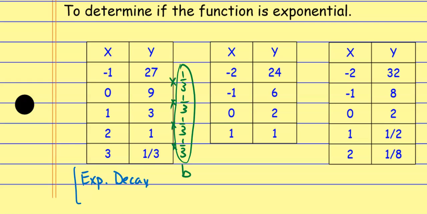You can also look at this thing and see that it's decreasing. Look at these values. They're going down. They're decreasing. They're getting smaller. They're getting closer to 0. So that also makes it decay.